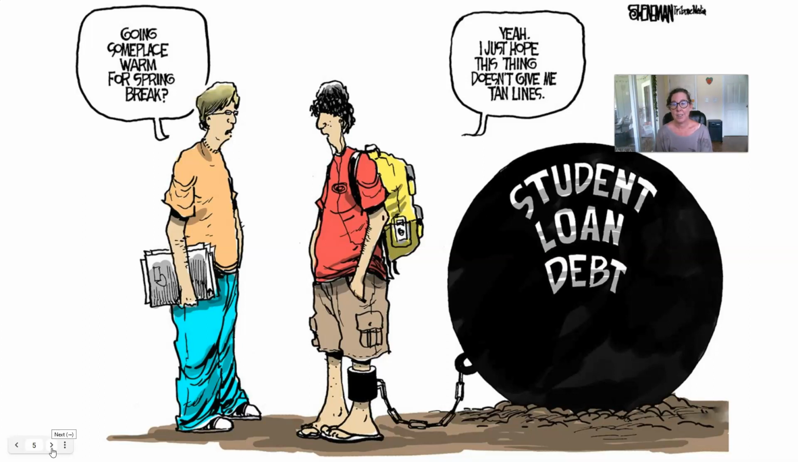The style, we can look at what we see in the picture and the words to help us identify the style, which also supports that we're looking at an audience of college students. And then the purpose of this cartoon is to make a statement about student loan debt and how out of hand student loan debt is in this country.